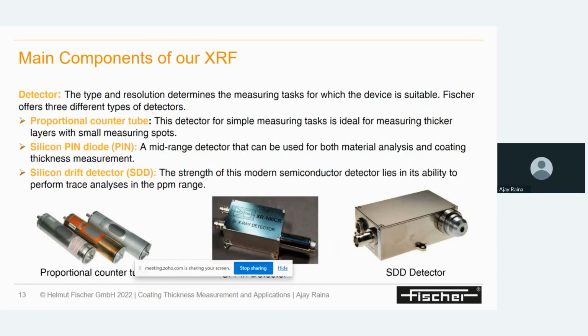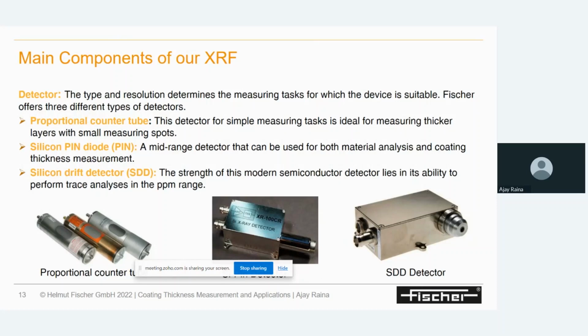And Fischer provides you three different types of detectors depending on your application. We provide the proportional counter tubes. The first image is for the proportional counter tube. It is mostly required for basic applications and thicker coatings, because the spot area here is very big.